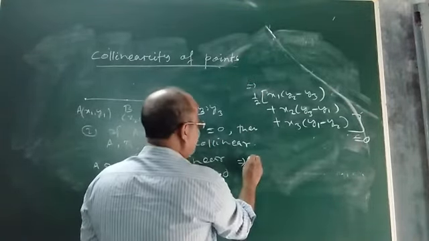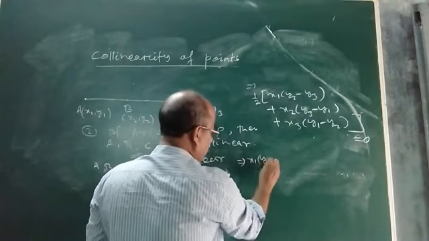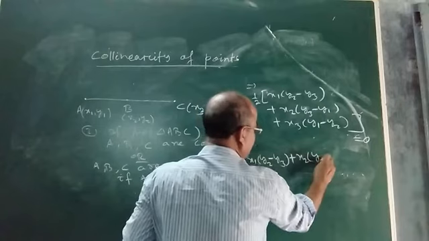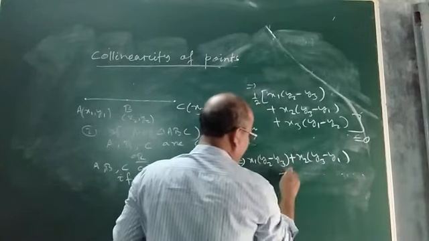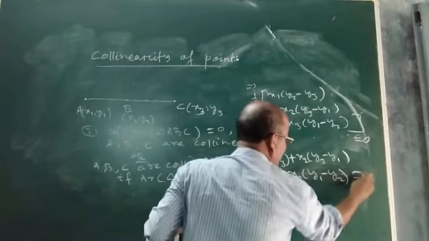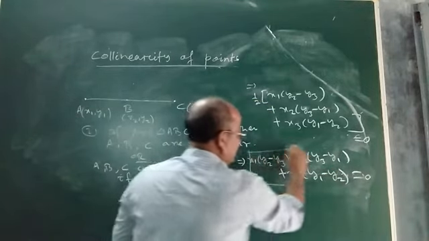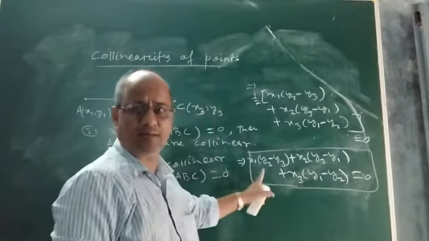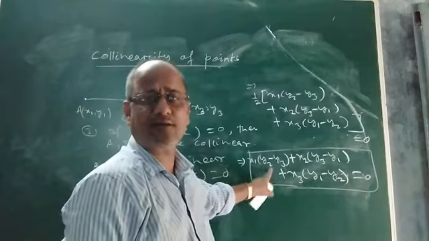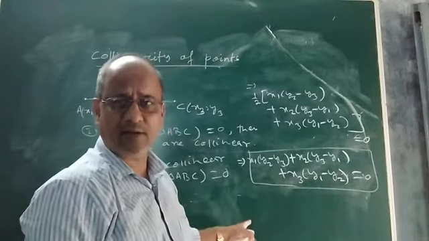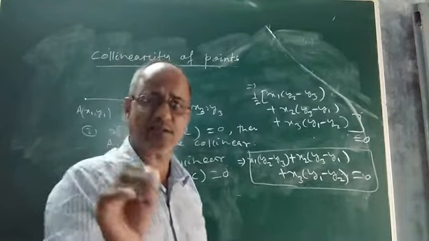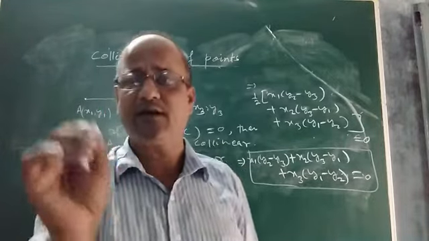That means if x1 into y2 minus y3 plus x2 into y3 minus y1 plus x3 into y1 minus y2 equals 0, so if this condition is satisfied, area of triangle ABC is 0. This expression should be equal to 0. So if this expression equals 0, or area of triangle ABC is 0, then no doubt the 3 vertices A, B and C will be collinear. So this is the second condition to test the collinearity of 3 points.